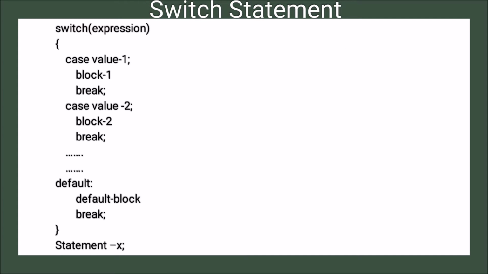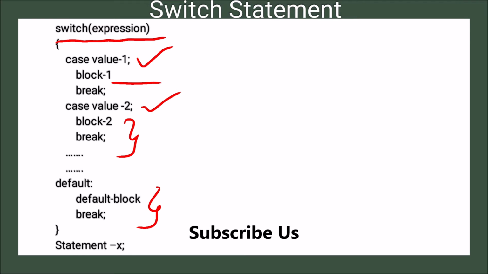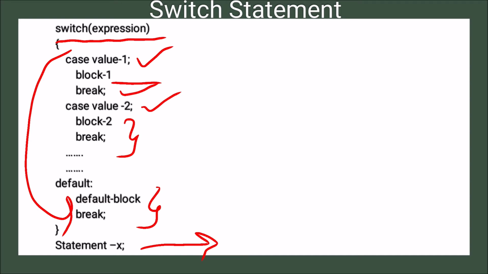So here it is. The statement is switch, in which we write a particular expression. Now if that value matches value 1, then block 1 is executed. If it matches value 2, then block 2 is executed. And otherwise, at the end, the default block statement is executed. And at the last, the final statement X is executed. So if the value of the expression matches value 1, then block 1 is executed, and since break is given, it switches to the outside of this switch statement.